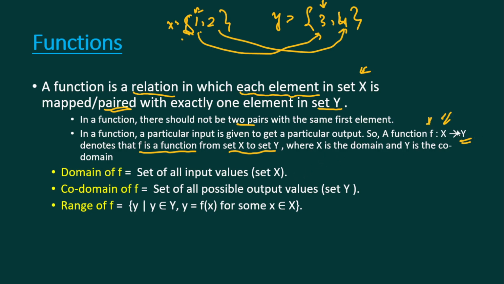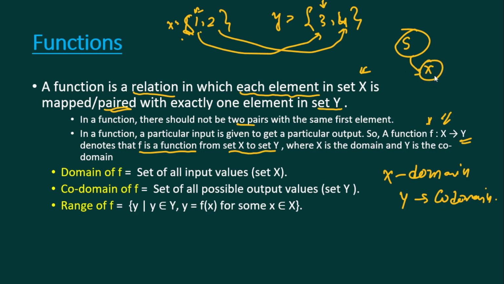Here x is the domain and y is the codomain. Let's see what domain and codomain are. The domain of f is the set of all input values of x. If x has, let's say, 5 elements, then all the elements of x are known as its domain. The value which we put in the function to get the output is the domain.